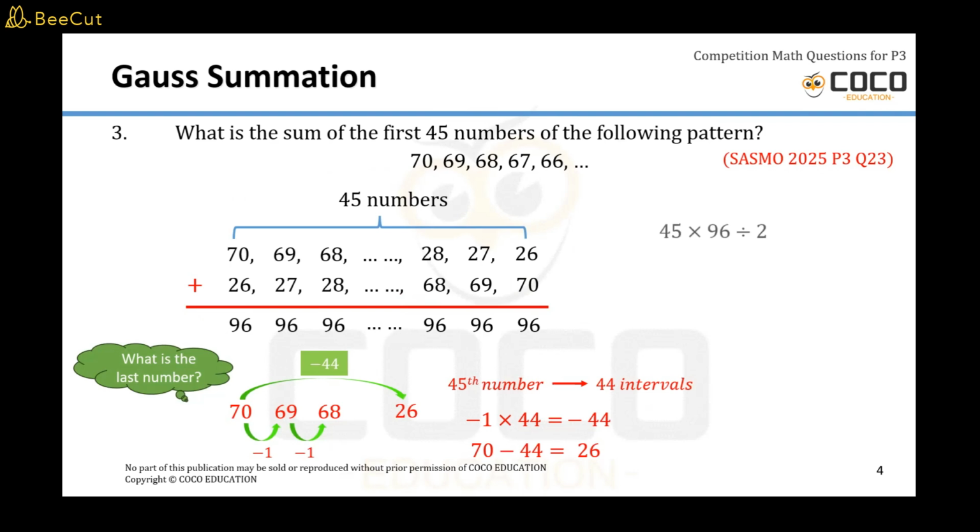Then 45 times 96 divided by 2. So we can do this part. 96 divided by 2 equals 48. Then 45 times 48 equals 2,160. So for question number 3, the answer is 2,160.